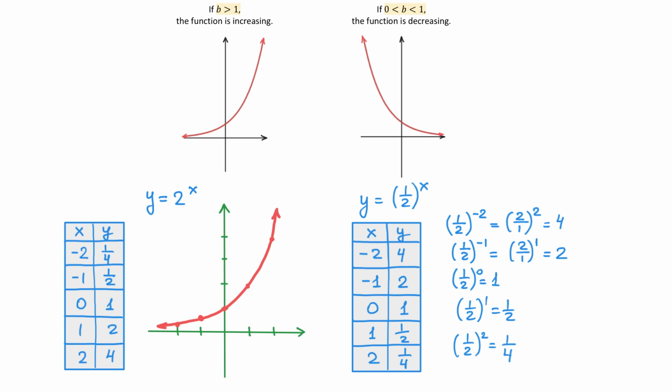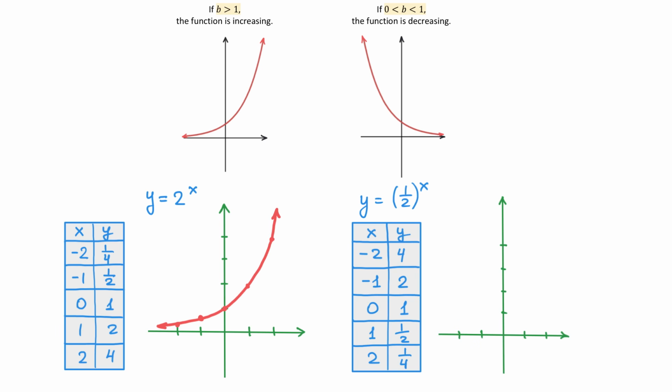And now we will draw the rectangular coordinate system and we will plot all these points. The first point is negative 2, 4, then negative 1, 2, then 0, 1, then 1, 1/2, and 2, 1 over 4. Now let's connect the points. And here we have the graph of the function y equals 1/2 to the x power. And as you see, when the base is a number between 0 and 1, the function is a decreasing function.